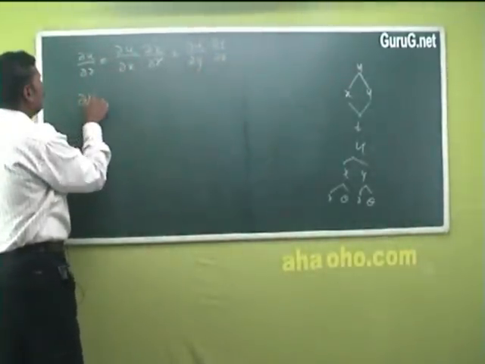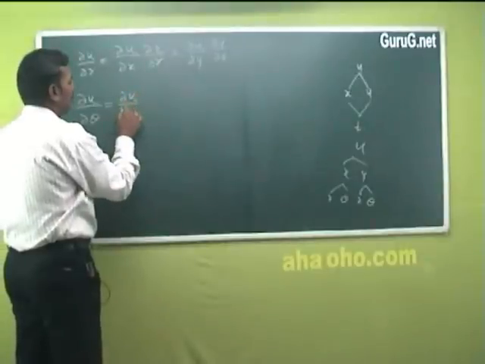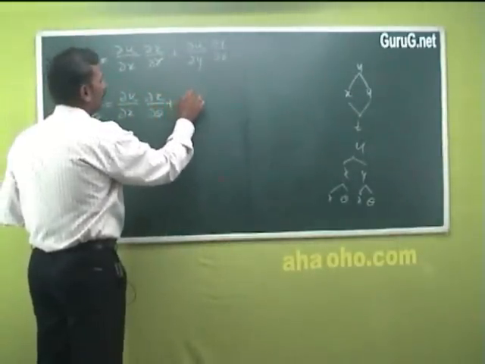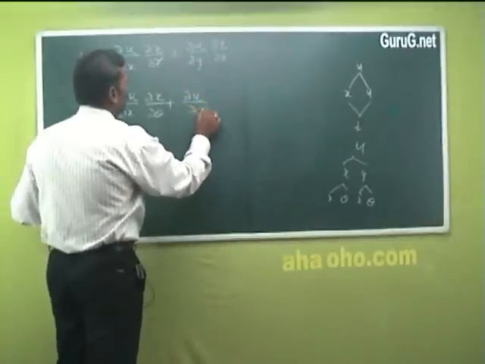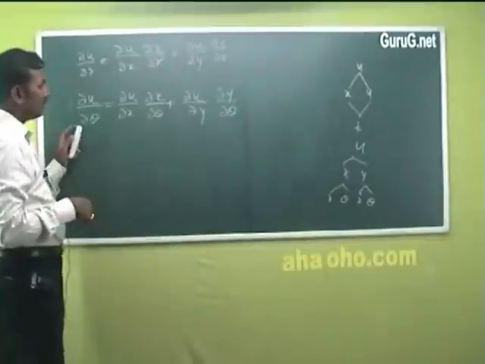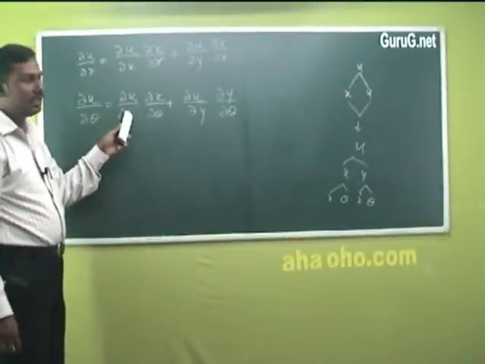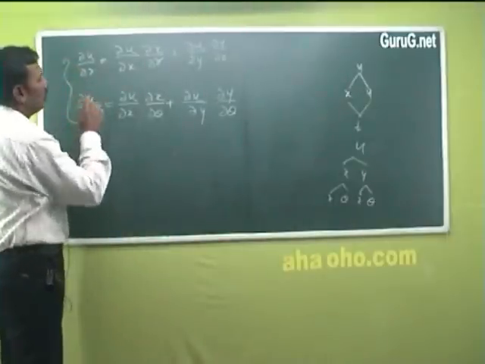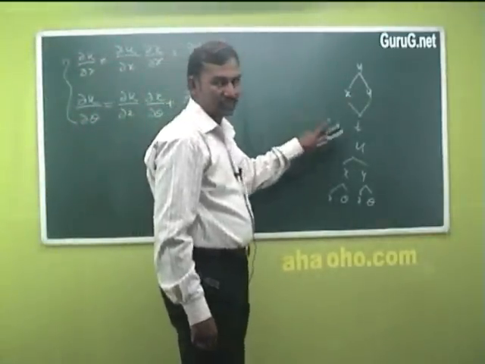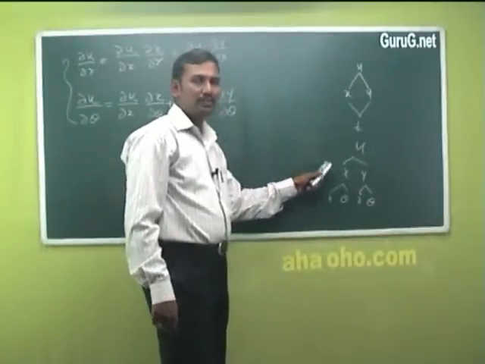Then dou u by dou theta equals dou u by dou x into dou x by dou theta plus dou u by dou y into dou y by dou theta. So this is a partial derivative, and this is also a part of a total differential. So partial derivatives in total differential. Remember this idea, how to generate the formula using this tree structure. Whenever the problem is given, try to write a tree structure and then write the formula like this.